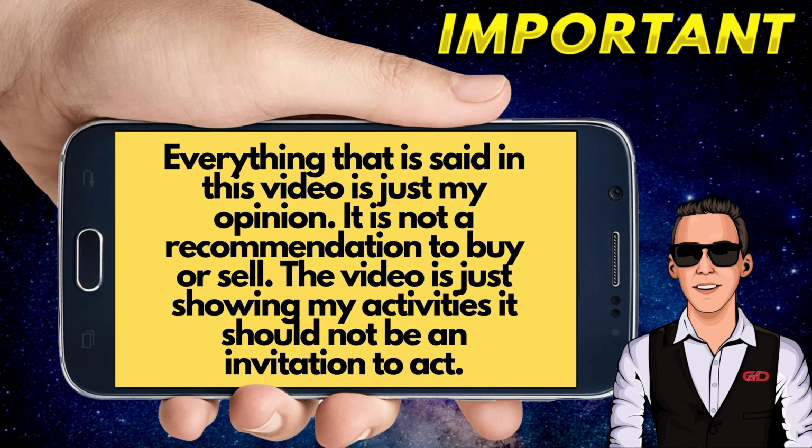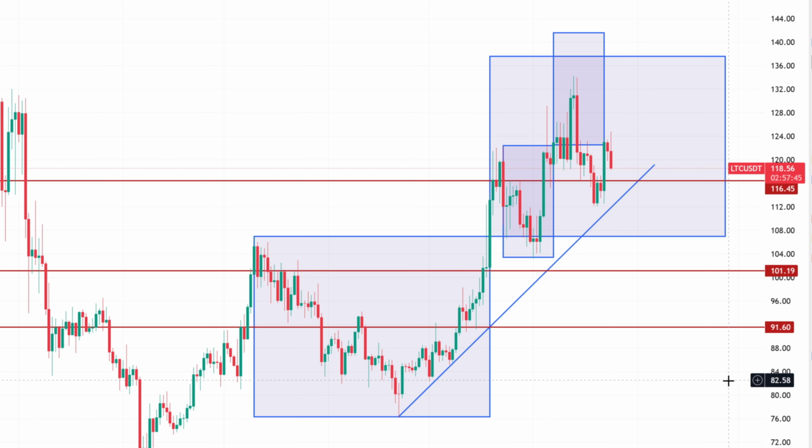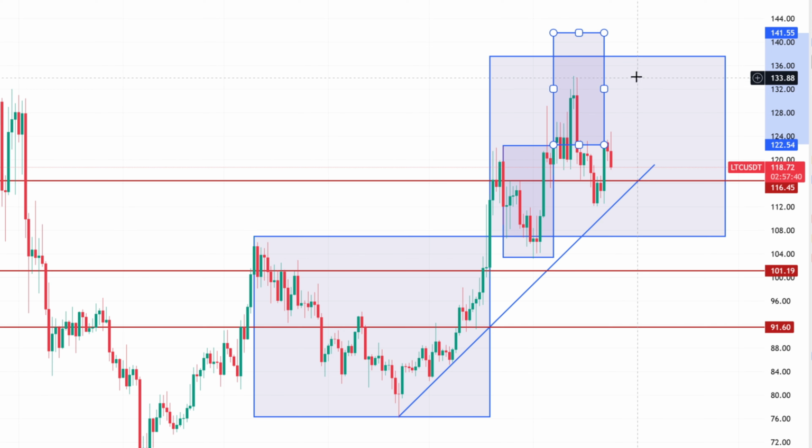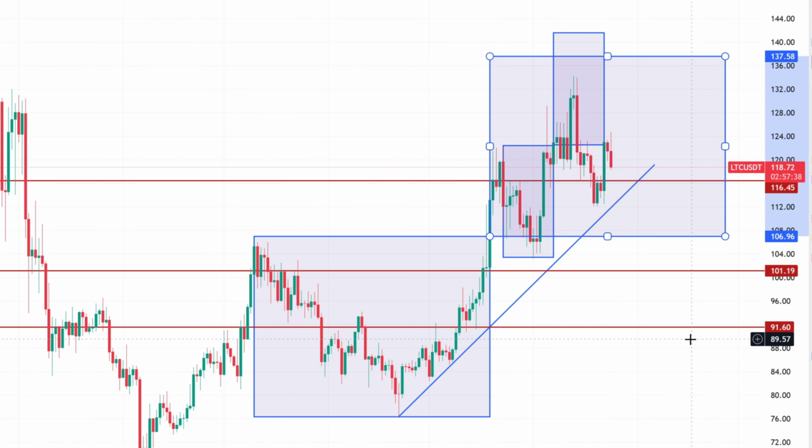Today we'll have another look into the Litecoin price chart because we have an update on our two price targets. The first one is the 141, the second one is the 137. So let's get right into this.